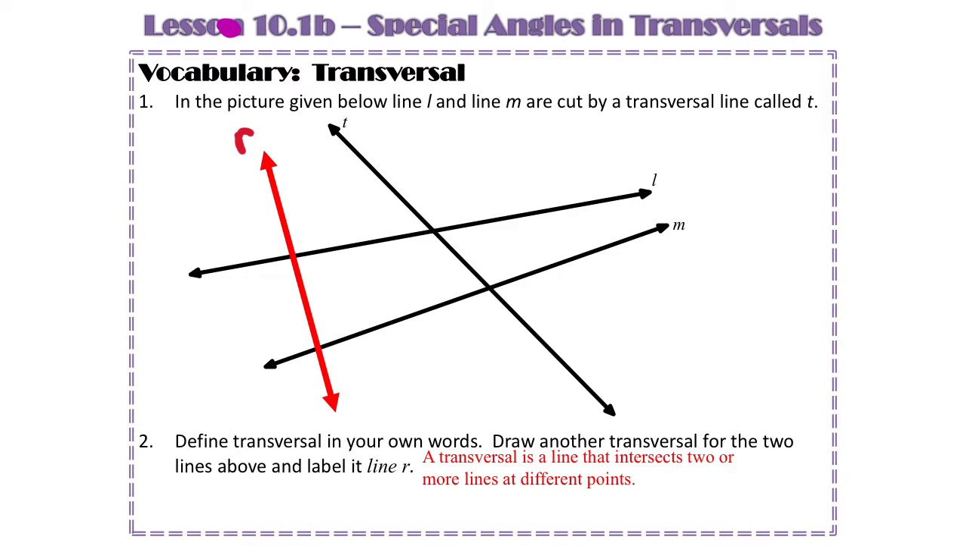L would be a transversal with lines T and M, right? Because it would go through line T here. And again, it's not showing the intersection with lines L and M, but we know it would happen maybe somewhere back here. So that would be like 2 different points that L goes through lines T and M, which makes it a transversal with those 2.